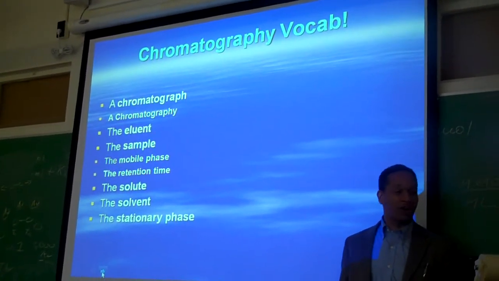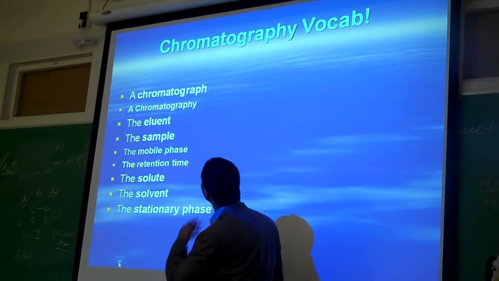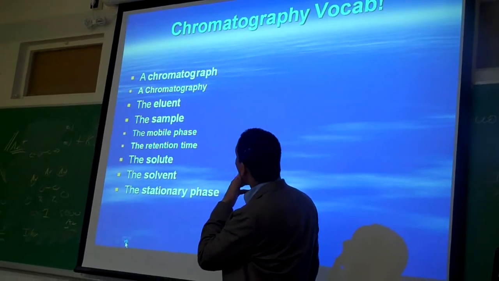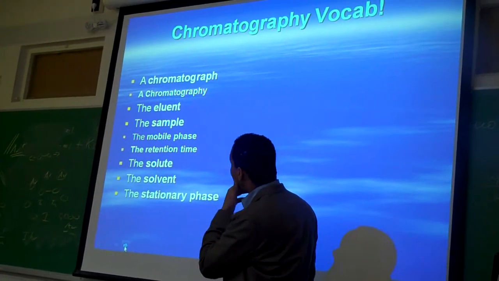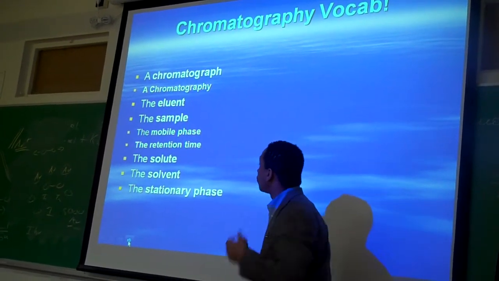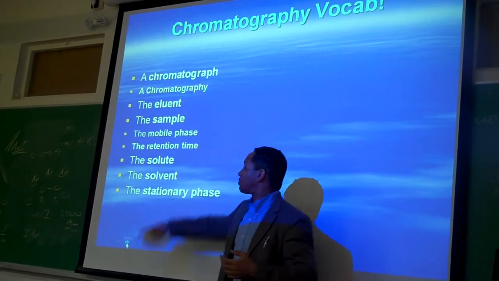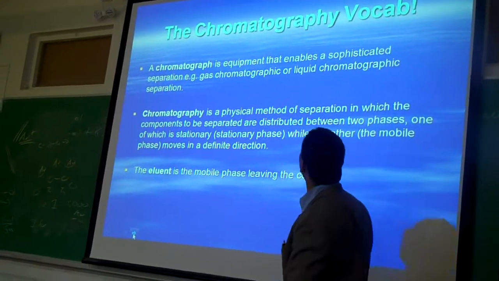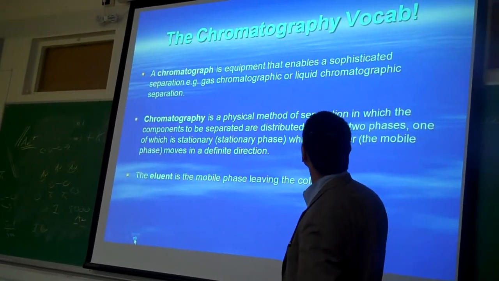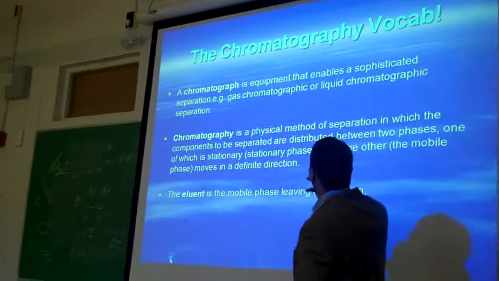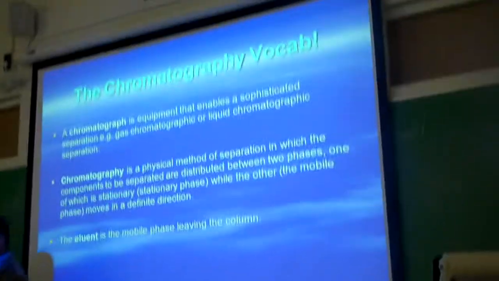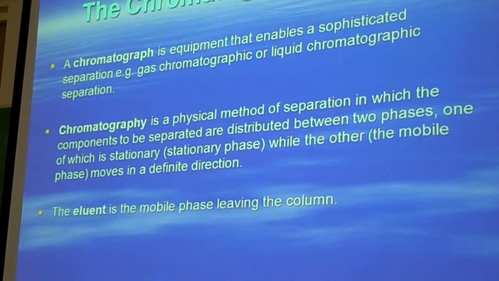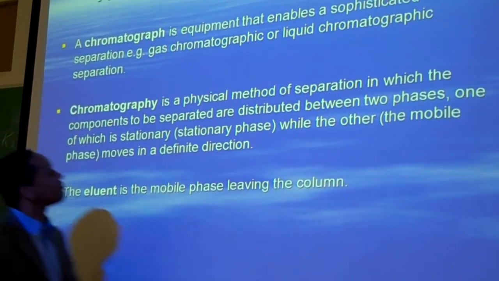And this is some vocabulary terms. Chromatograph. Chromatography, the eluent, sample, mobile phase, retention time. You'll need to know retention time. The chromatograph is the equipment that enables the separation. The chromatogram is the physical spectrum. The eluent is the mobile phase leaving the column.